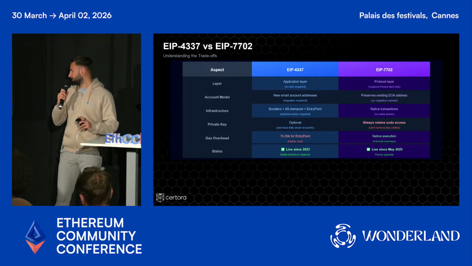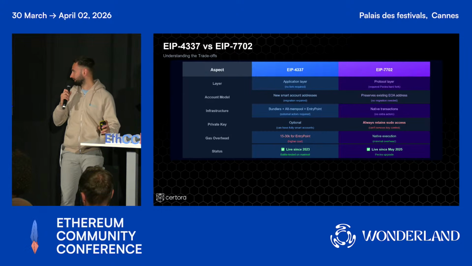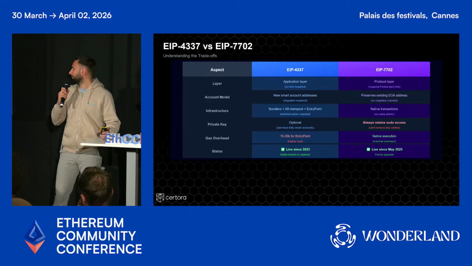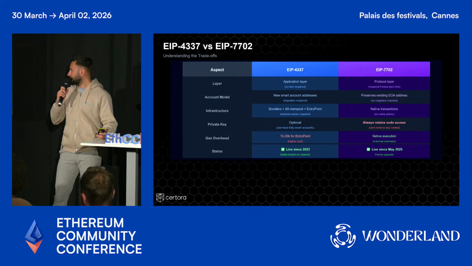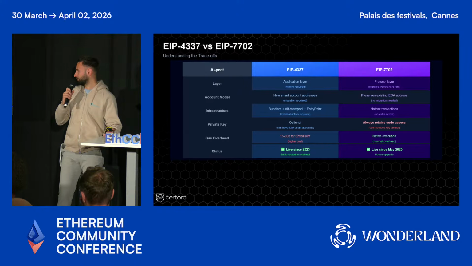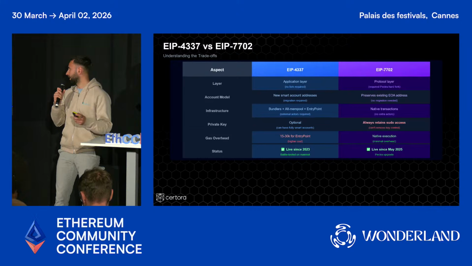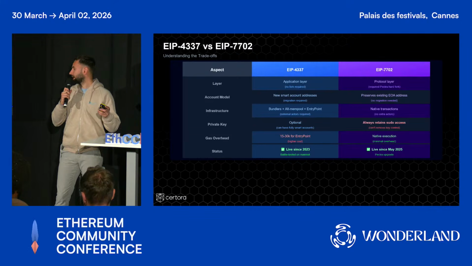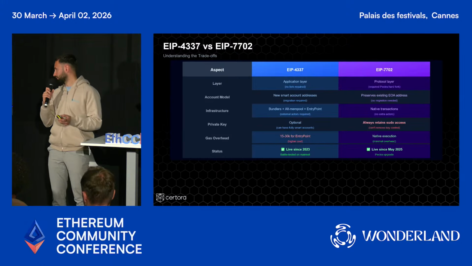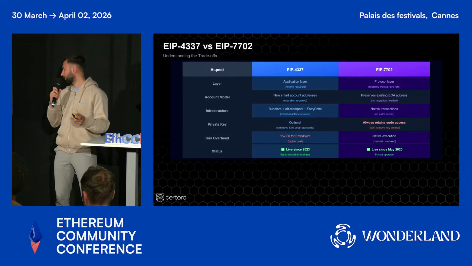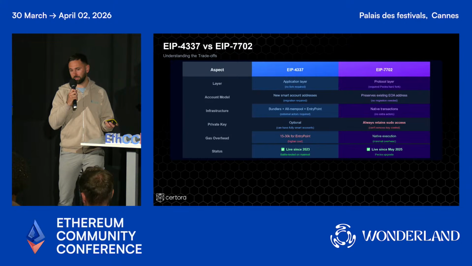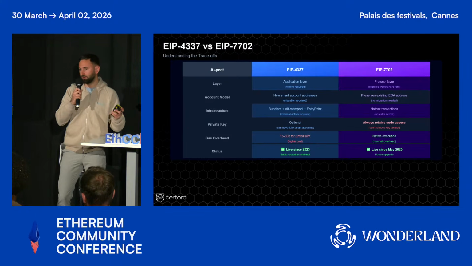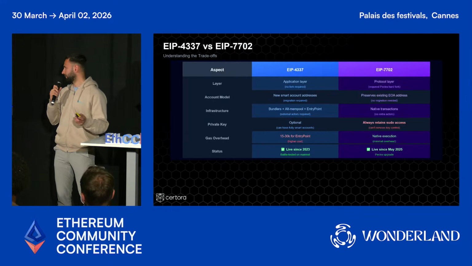So let me crystallize the key differences here. In terms of layer, 4337 is application layer, no fork required. 7702 is protocol layer. It required the Pectra hard fork in May 2025. In terms of account model, 4337 introduces a new smart account address, so migration is required. 7702, on the other side, preserves the existing EOA address, so no migration required, which is huge for UX. In terms of infrastructure, 4337 introduces bundlers, an alt mempool, and entry points, so external actors are required. On the other side, 7702 uses native transactions, so no extra actor required except a delegator, but usually you either trust a delegator or you develop it yourself.